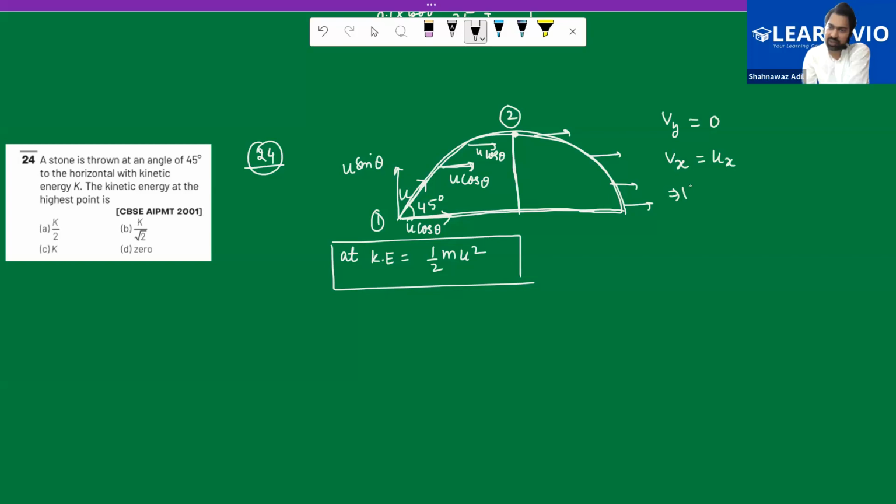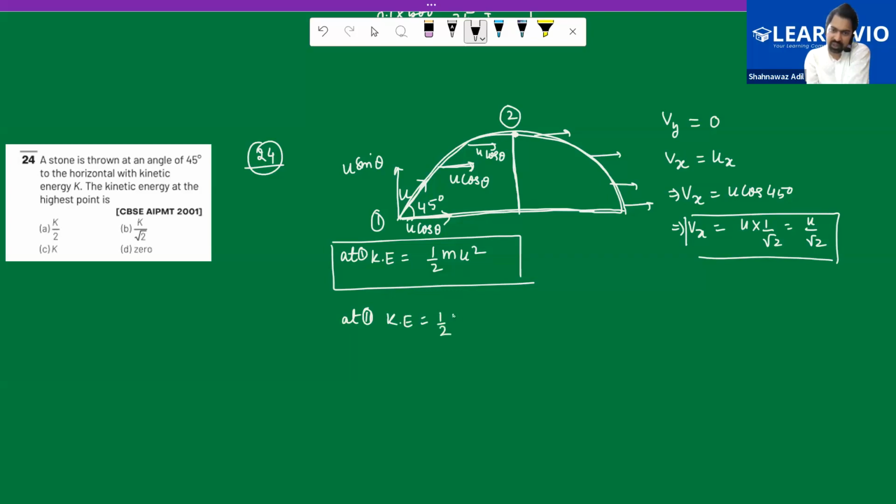And what is Vx in here? This is u cos theta, which is u cos 45. So what is Vx? This is u, and 1 by root 2. So u by root 2. This is Vx. So kinetic energy at point 2 would be how much? That would be half m vx square.